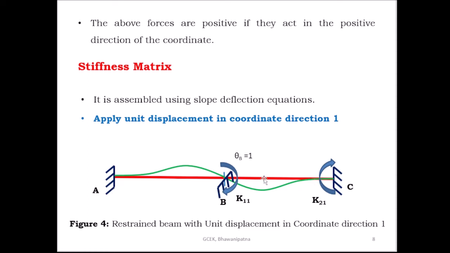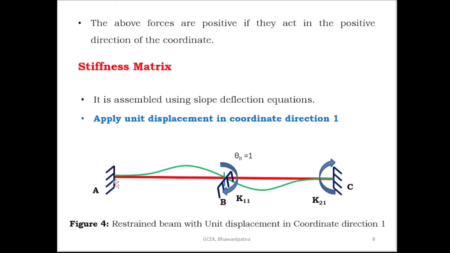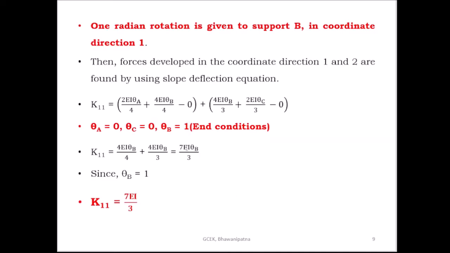But the span length AB is given 4 meter and span length BC is given 3 meter, and the end conditions are theta A is equal to 0, theta C is equal to 0 and theta B is equal to 1. So put the end conditions in this expression, then K11 is equal to 4 EI theta B by 4 plus 4 EI theta B by 3, which is equal to 7 EI theta B by 3. But theta B is equal to 1. So after substituting the theta B value here, K11 is equal to 7 EI by 3.